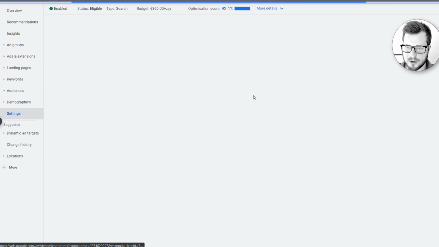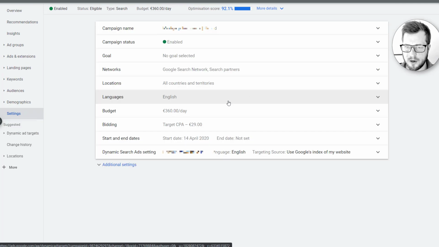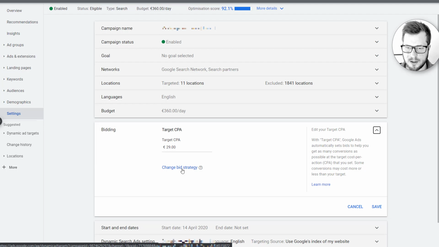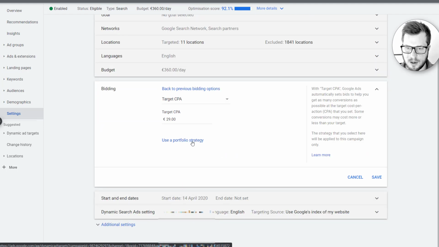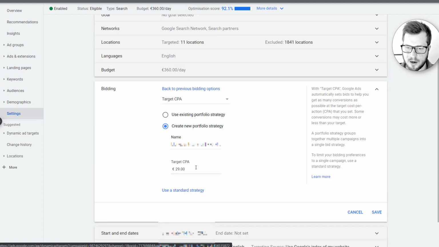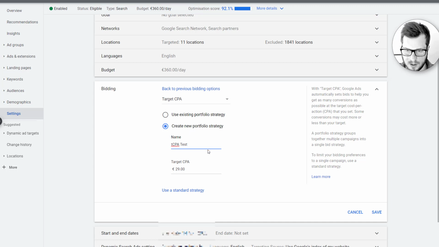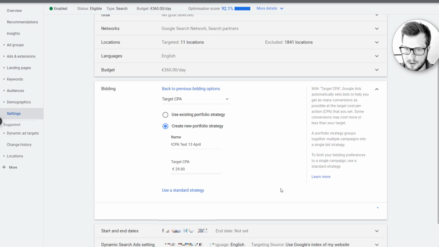I think we're going to have to switch to a portfolio strategy, because with a portfolio strategy, even if we're running it against a single campaign, we can actually set a maximum bid. So I'm just going to call this tCPA test. And what's the date? Just for my reference here, 13th April. I'm going to leave the target at, what were we hitting? We're hitting about 30. So I'm going to leave the target at 29, which is just shy of the happy point, 30. I'm going to save that.